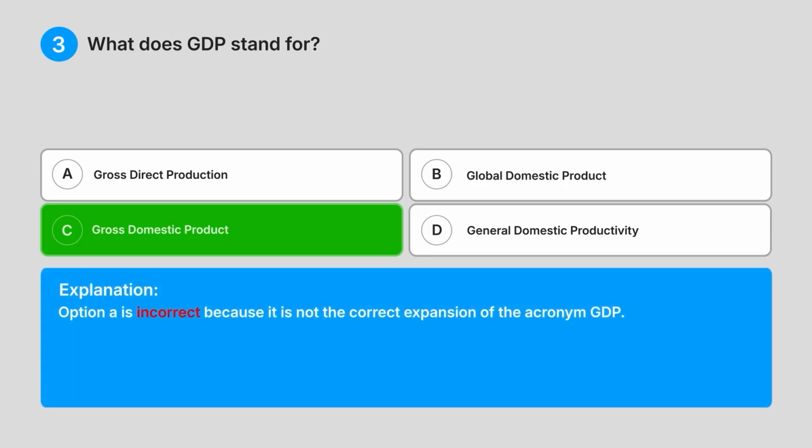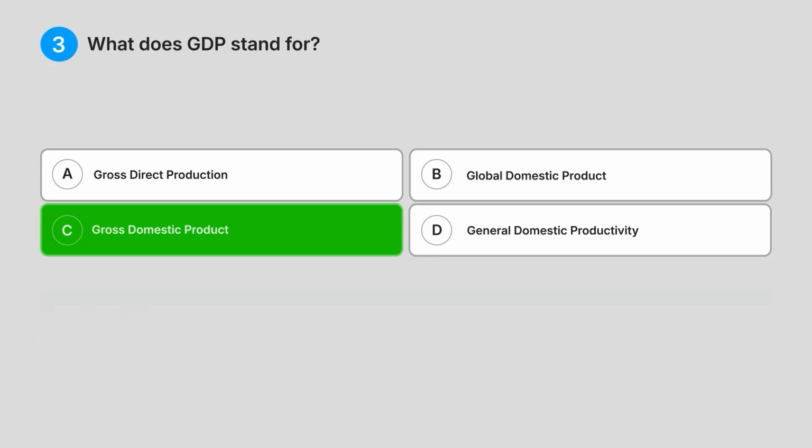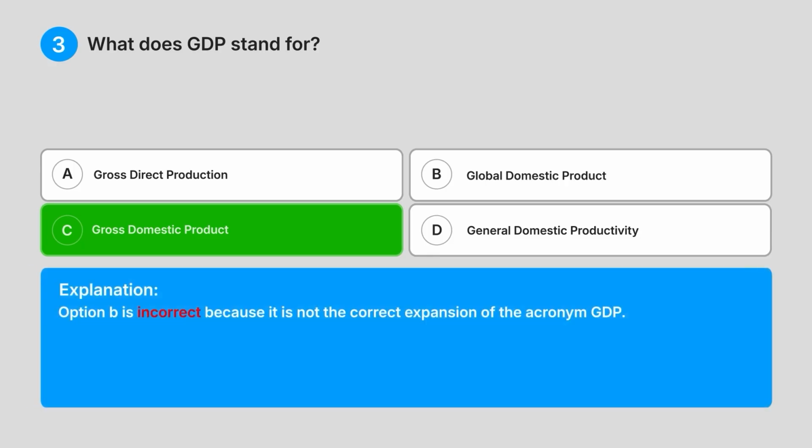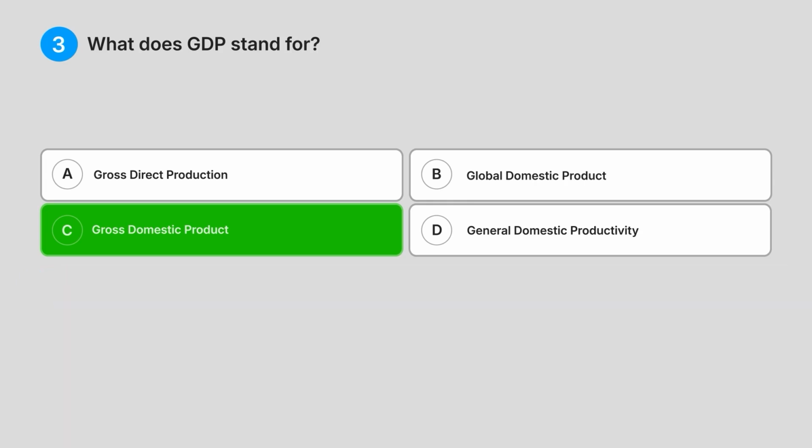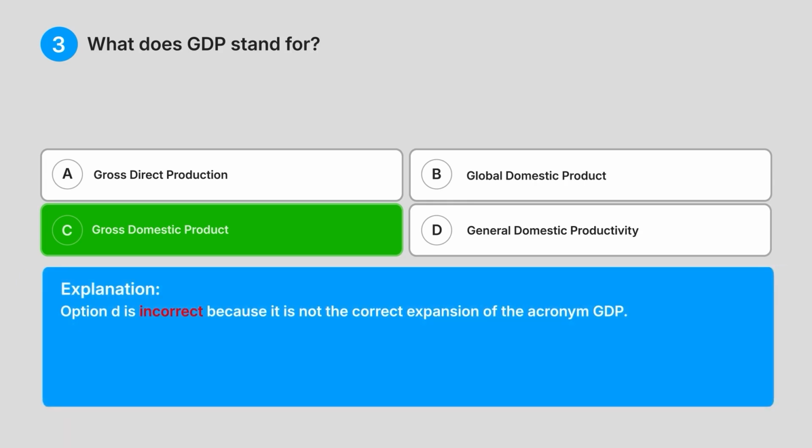Option A is incorrect because it is not the correct expansion of the acronym GDP. Option B is incorrect because it is not the correct expansion of the acronym GDP. Option D is incorrect because it is not the correct expansion of the acronym GDP.